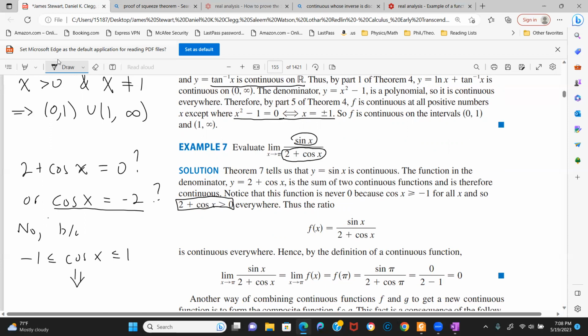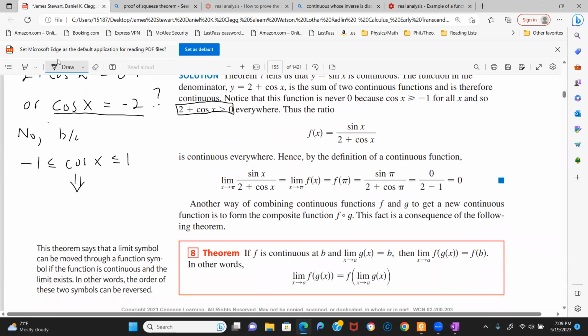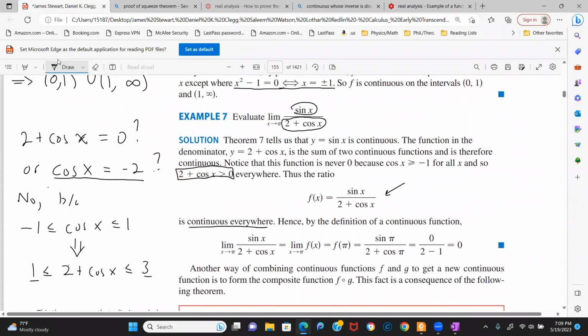To see that, you just take this inequality right here and you add 2 to both sides. So when you add 2 to this inequality, you get that 2 plus cosine x is less than or equal to 3. So 2 plus cosine x is bound between 1 and 3, so it's definitely never 0. So the point is that this thing is continuous everywhere because it's defined everywhere. It's defined on the whole interval. And in particular, that means we can compute this limit.